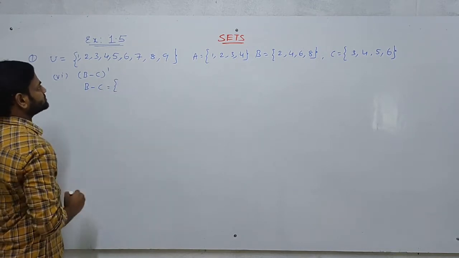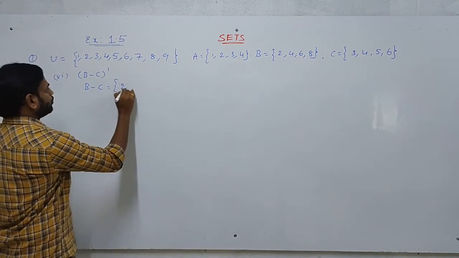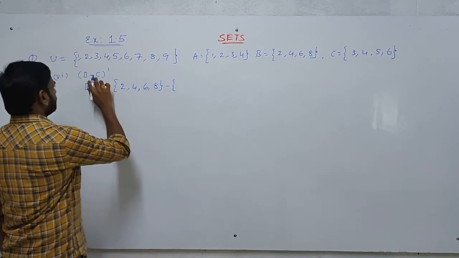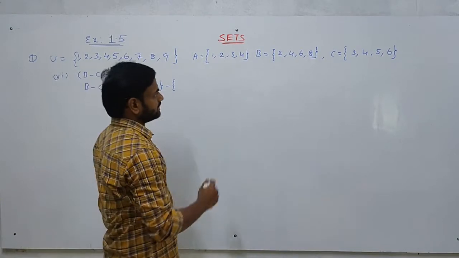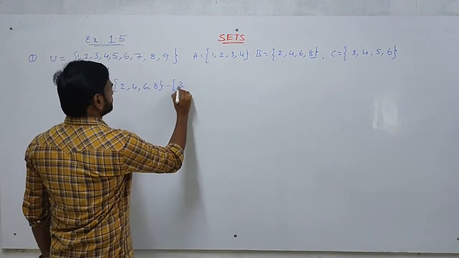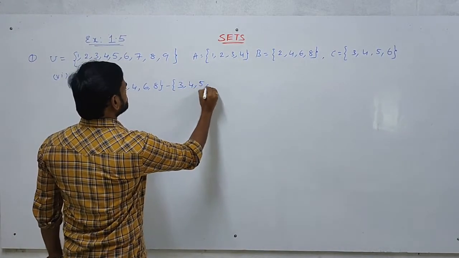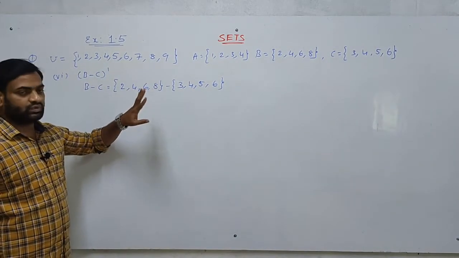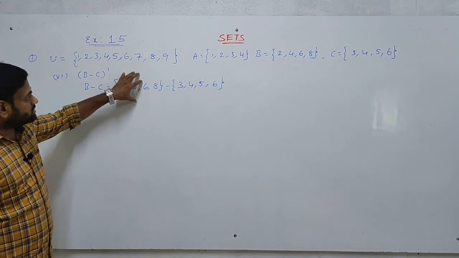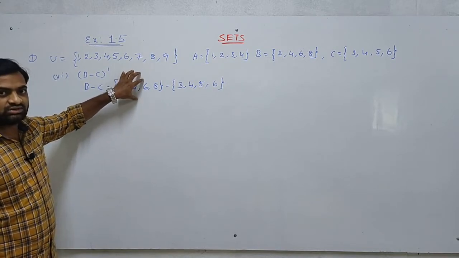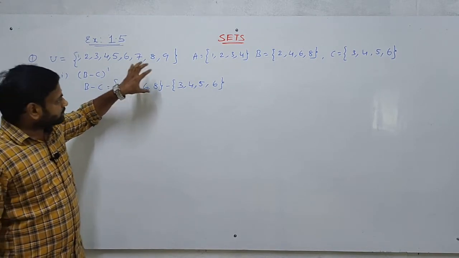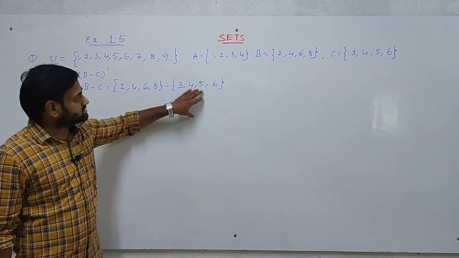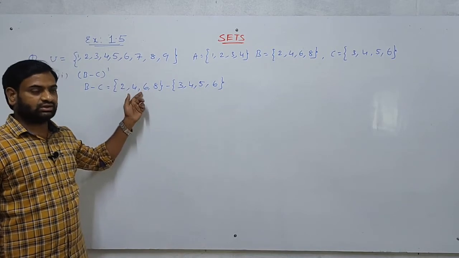Now what is b here? B is 2, 4, 6, 8, minus what is c? C is 3, 4, 5, 6. It is the c. B minus c. Now in this set we have to cancel these elements. If we have any elements of this one here, cancel that.